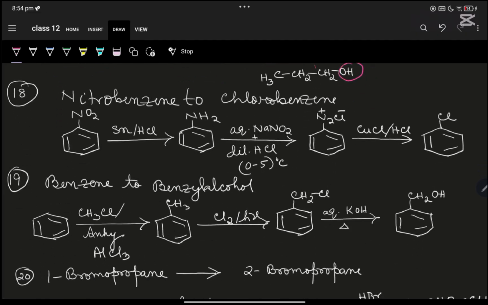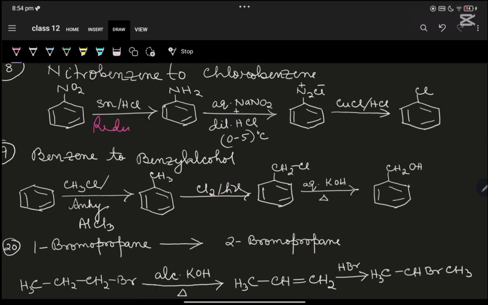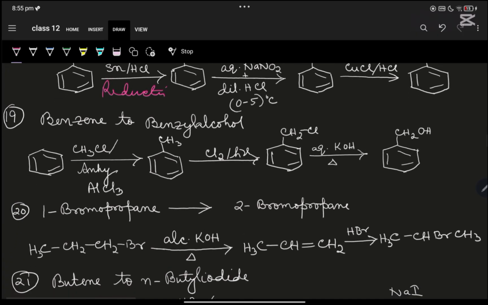Nitrobenzene to chlorobenzene. So here again, nitrobenzene you can do reduction in order to get aniline. And then you do diazotization reaction, give the condition complete, aqueous NaNO2 plus dilute HCl at 0 to 5 degrees Celsius, and you will get benzene diazonium chloride. This you do Sandmeyer or you do Gattermann and you will get chlorobenzene. CuCl, HCl you can give, you'll get chlorobenzene.